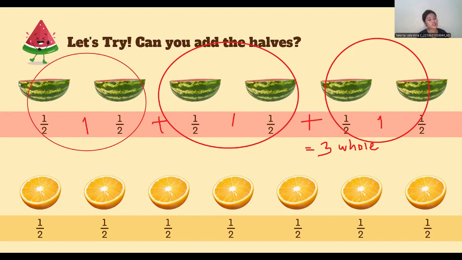Next, the orange, where we count with the same steps. This is one whole. This is one whole too. This is another whole, and we have one left of 1/2. So if we add the fractions, 1 plus 1 is 2, 2 plus 1 is 3, 3 and 1 half.